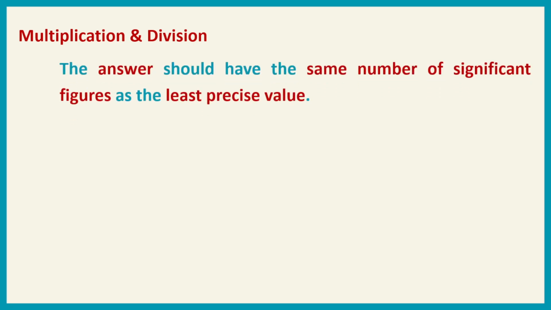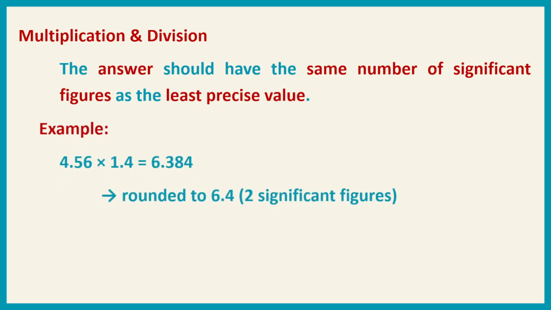In case of multiplication and division, the answer should have the same number of significant figures as the least precise value. For example, 4.56 × 1.4 is equal to 6.384, and this is rounded to 6.4, as the least precisely known number is 1.4, which has only two significant figures.